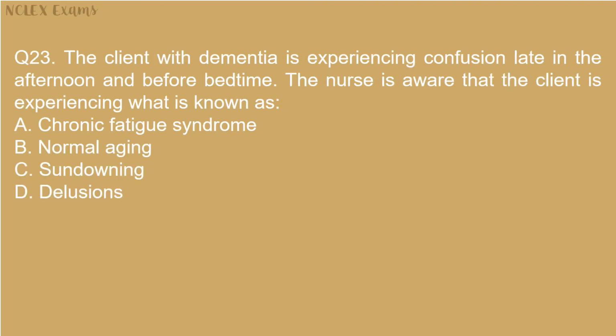Question 23. The client with dementia is experiencing confusion late in the afternoon and before bedtime. The nurse is aware that the client is experiencing what is known as A. Chronic fatigue syndrome, B. Normal aging, C. Sundowning, D. Delusions.